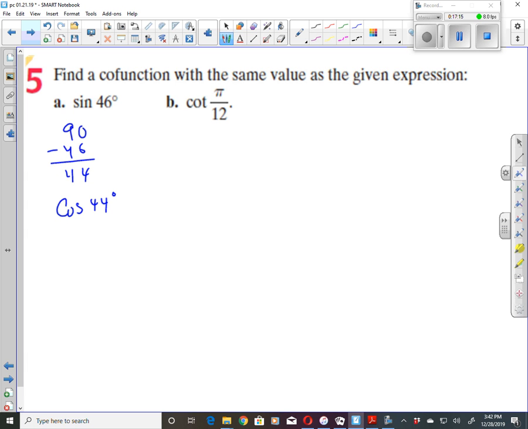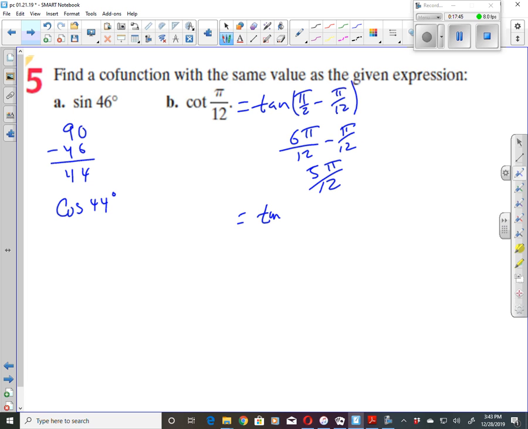We know that the cotangent is equal to the tangent of pi over 2 minus pi over 12, right? Cotangent's equal to the tangent of the complement. We've got some arithmetic to do. This is going to be 6 pi over 12 minus pi over 12, or 5 pi over 12. So we now know that this is going to equal the tangent of 5 pi over 12.